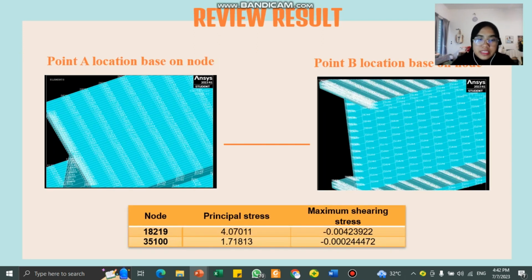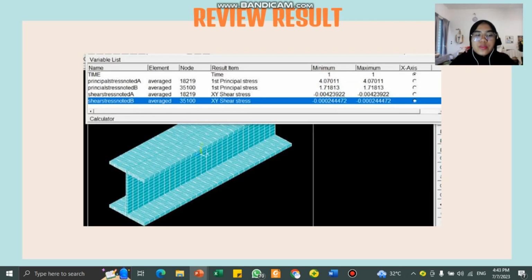The table below presents the data values for the principal stress and maximum shearing stress at points A and B. The node number, principal stress and maximum stress are provided for each point. These values provide important information about the stress distribution and shearing behavior at the specific point. By referring to the table and examining the figure, one can gain insight into the maximum stress and displacement experienced by the component during the simulation. Then we get the time history variable and node for data type.